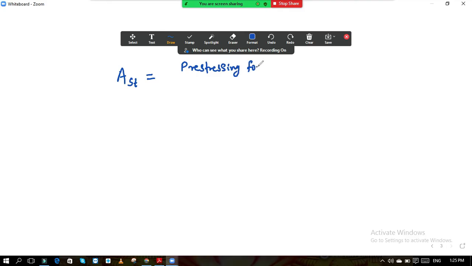Okay, it is equal to prestressing force divided by stress in steel. Okay, so safe stress in steel. So normally this safe stress is 60% of ultimate stress in steel. Okay. So now suppose 1500 Newton per mm square is the stress in the steel. Then we will take 60% of that. That will be the safe stress in steel. So it can be written as P divided by Fs.